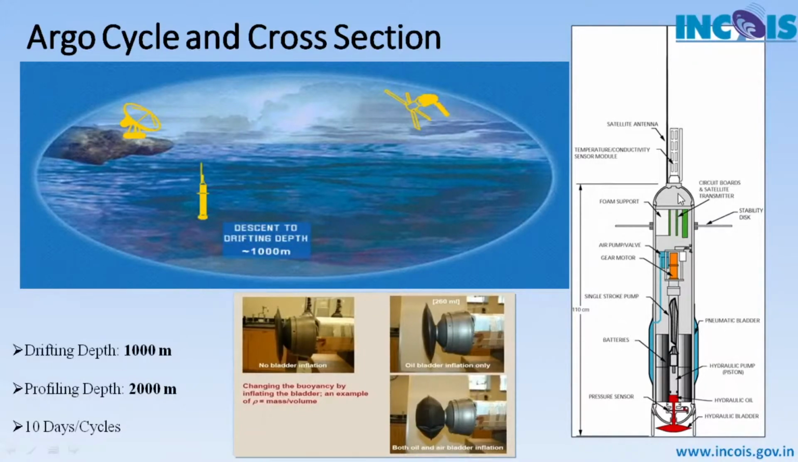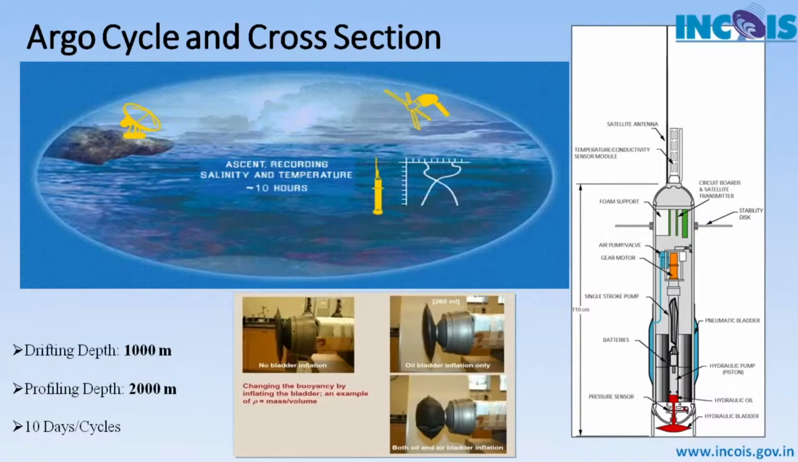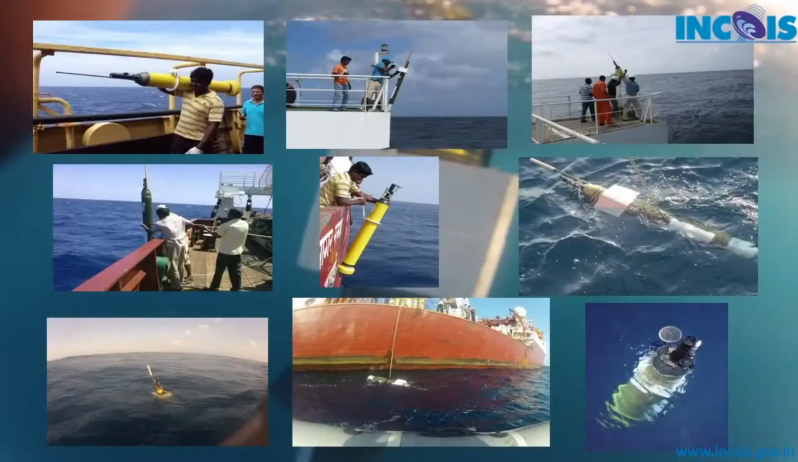So the right side is a cross section. You can see the entire mechanism, how it works. There is a reservoir in which the oil is there, from which it is pumped into the bladder and sucked from the bladder. This is how the buoyancy is adjusted such that either the float sinks or the float surfaces. So this is how simply it is managed, and then the data is measured at the predefined depths.